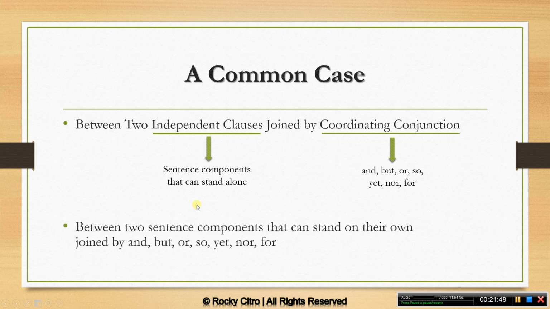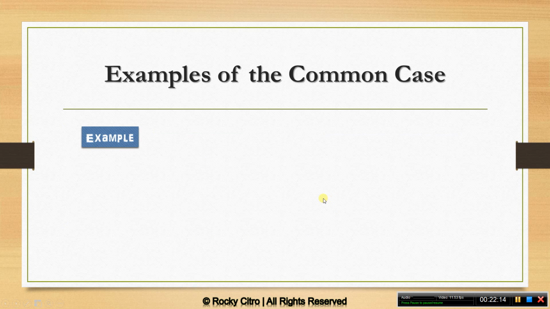So we can rewrite our rule here as: we use a comma between two sentence components that can stand on their own and are joined by and, but, or, so, yet, nor, or for. A little bit easier to remember. And a few of these words aren't even very common. Sometimes yet comes up, nor and for much less common. So you're mostly coming across these first 4 words. Makes it even a little bit easier. Let's look at a few examples. Nice and simple.